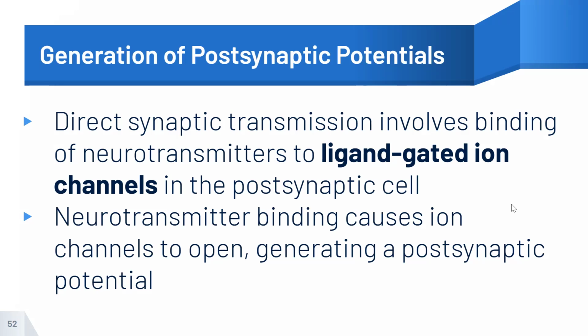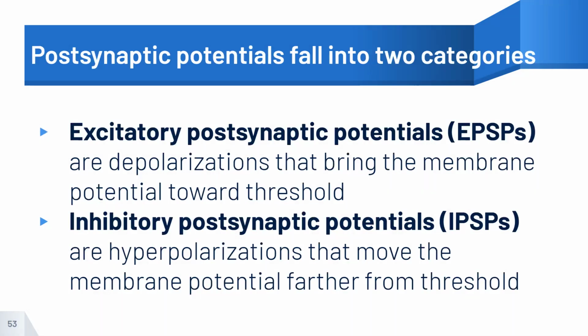So again, the neurotransmitters cause the ligand-gated ion channels in the postsynaptic cell to open, which will then cause a response in that next cell. So different responses can happen. It could be a stimulating response, it could be an inhibitory response, but some kind of response will happen as the neurotransmitters bind to the next cell.